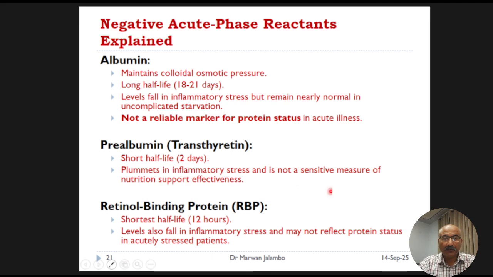And finally, retinol binding protein has the shortest half-life at just 12 hours, but it behaves exactly the same way. Its levels fall in the presence of inflammation and do not reflect protein status in acutely stressed patients. So this concept of inflammation is also central to understanding certain types of anemias.